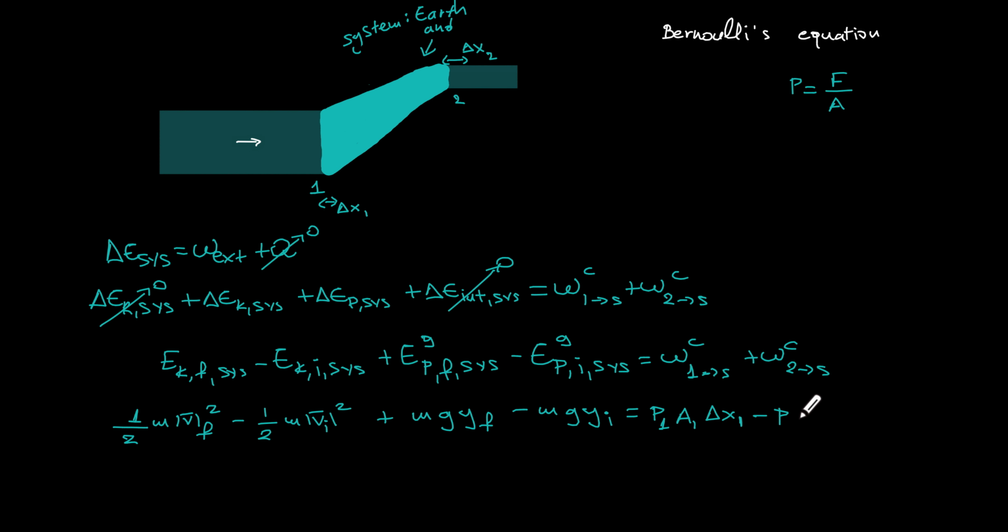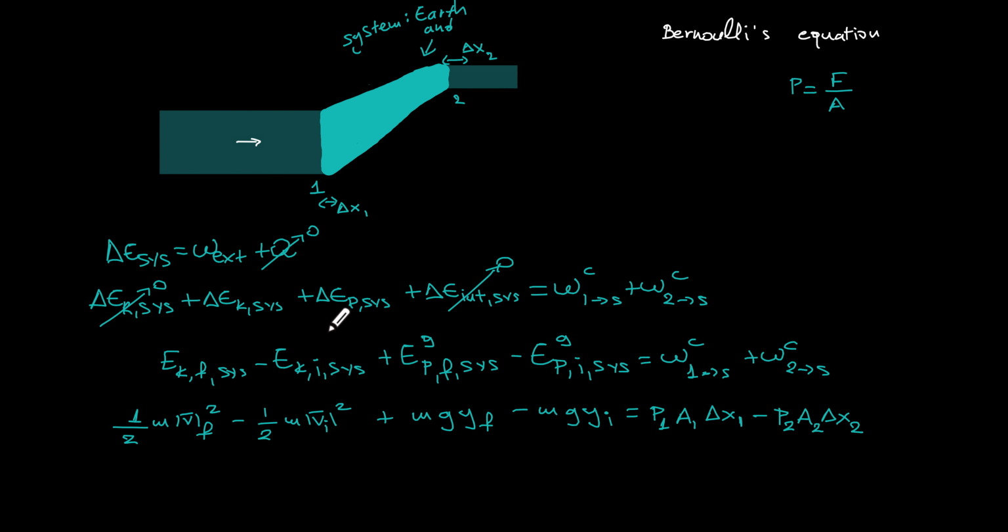minus P2 A2 times delta x2. And the work that this part of the surroundings is doing on my fluid is negative because the fluid is moving to the right and the force that this exerts on the fluid is to the left. So the force is opposite to displacement, and in those cases the work is a negative number.